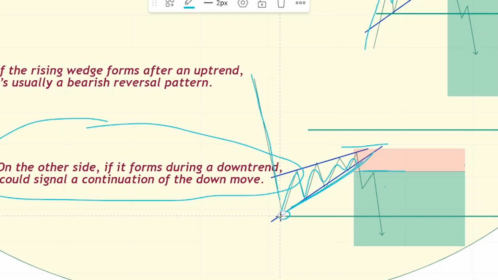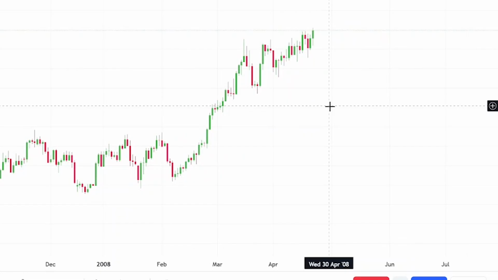Then we are also going to talk about how we can target more than the distance of the formation of the pattern. So now we know how a rising wedge is formed, what a rising wedge signals, how to enter from this pattern, where to set a stop loss and where to target. Now we are moving to the chart to see everything we've been talking about on a rising wedge. Here we have the chart which is in the uptrend.